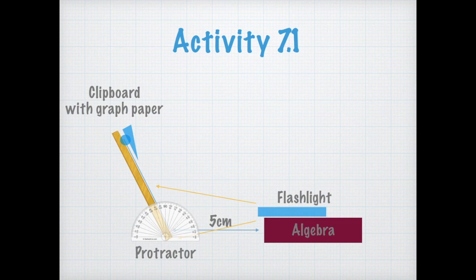Afterwards, you're going to be asked to rank the intensity or brightness of the light from 1 to 4. Keep in mind that the more squares the light hit, the more spread out it is, and so the less intense it is. Go ahead and get to work.